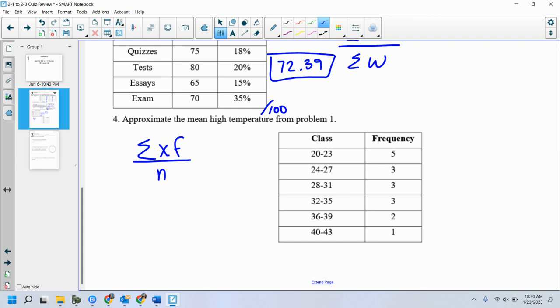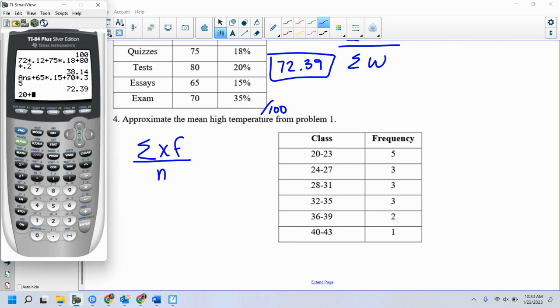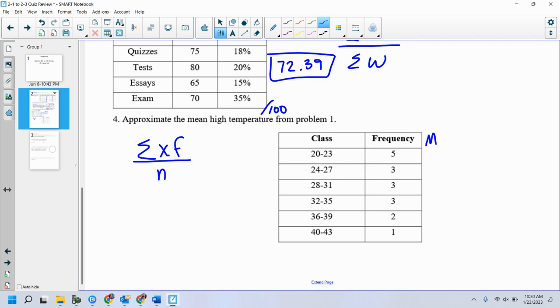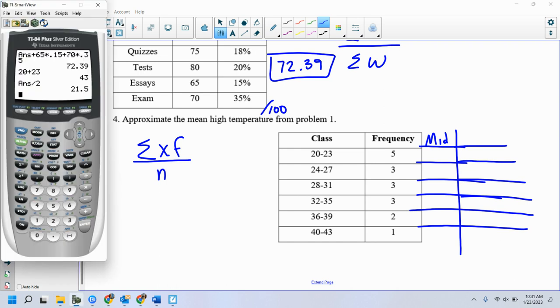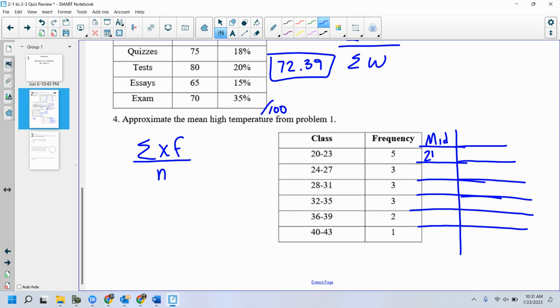Okay, so what I want to do now is find, what am I going to multiply the frequency by? The midpoint, right. So midpoint here, 20 to 23. I've got to take the midpoint from 20 to 23, which gets us 21 and a half. I'll put it over here. Midpoints. I'm going to make another column over here. Okay, so we've got, what did I say, 21 and a half.